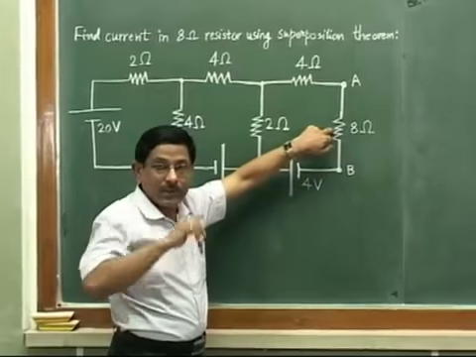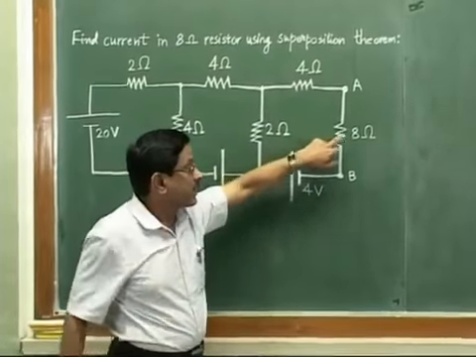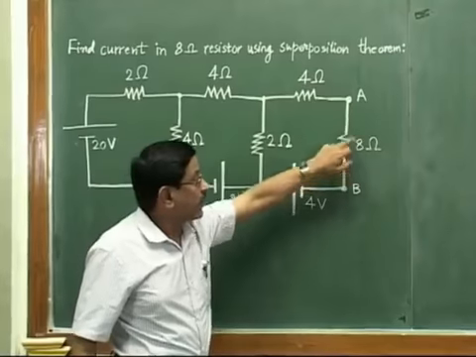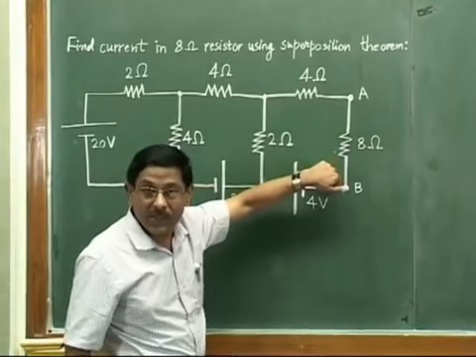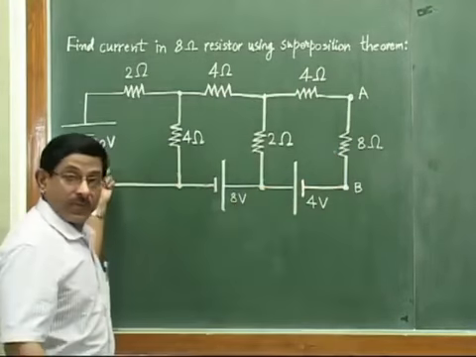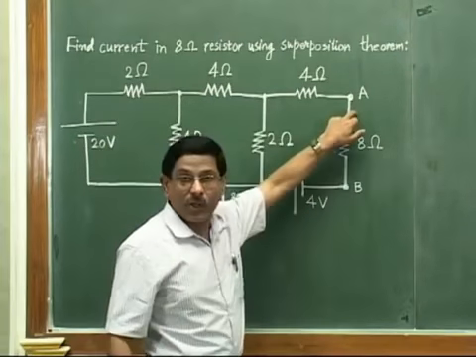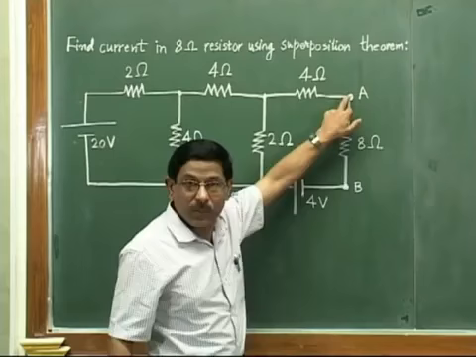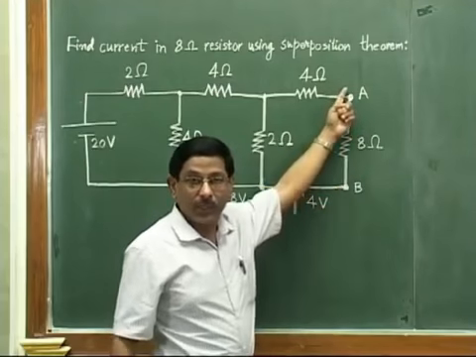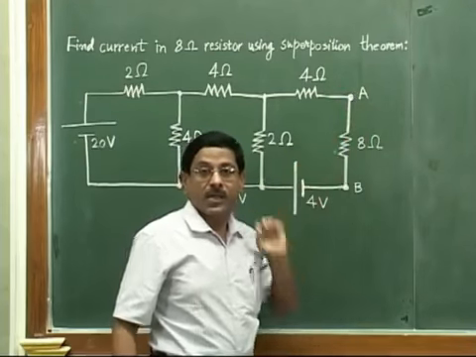So what we will record at the end of this procedure is the current flowing through this 8 ohm resistor only due to the action of this 20 volt source, and also we will note down the direction of this current, meaning whether the current was flowing from A to B or B to A. Okay, so that will be our first result.